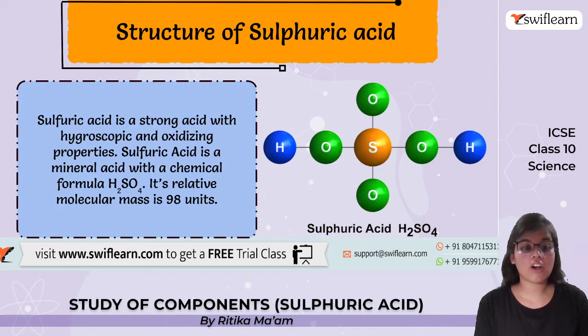Now the structure of sulfuric acid. First of all, it is a very strong acid. It has hygroscopic and oxidizing properties. It is a mineral acid, and the chemical formula of the same is H2SO4 with a mass of 98 units.